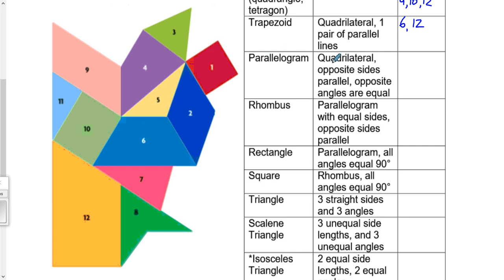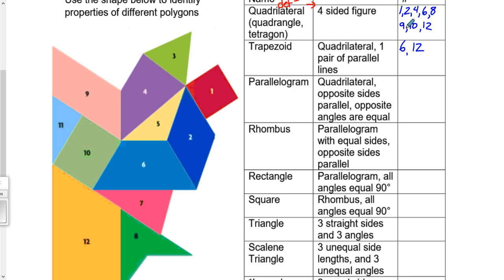A parallelogram is a quadrilateral whose opposite sides are parallel and opposite angles are equal. So does one do that? It's a quadrilateral. The opposite sides are parallel. Yep. The opposite angles are equal. So yes, one is a type of parallelogram. Now, obviously, we'll get further and we'll go into the more specifics. Question two. Opposite sides parallel, opposite angles also equal.